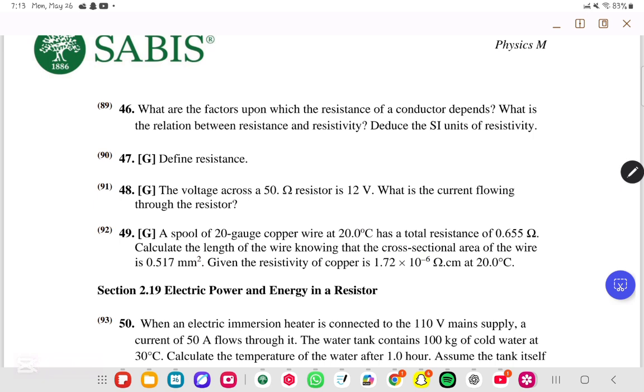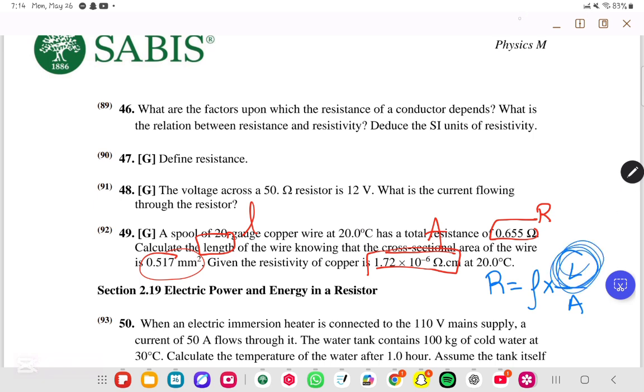Now finally, we reached question number 49. It says the spool of a 20 gauge copper wire at 20 degrees Celsius has a total resistance of this. So we have the resistance over here. Calculate the length of the wire. So we're looking for the length of the wire, knowing that its cross-sectional area A is this much, given that the resistivity of copper is this much. The main equation we have is that resistance is equal to resistivity times length over area. We need to find the length. How do you find the length? You move everything to the other side. Then length is equal to the resistance times the cross-sectional area over the resistivity.